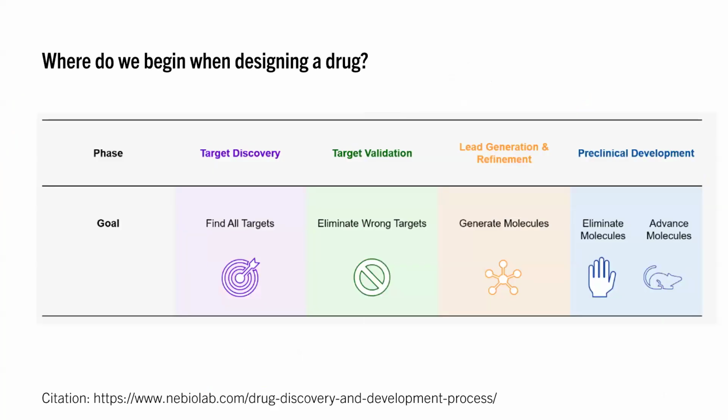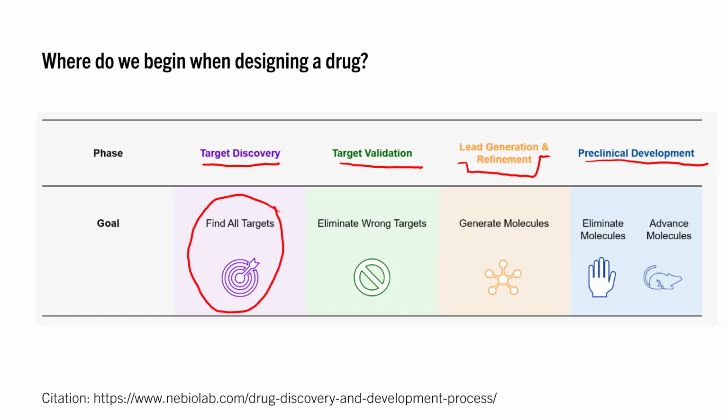What we're going to be focusing on is, where do we even start? So the phases of drug discovery are target discovery, target validation, lead generation and refinement, and preclinical development. The idea here, for this first phase, is to find all of the target molecules, so molecules that interact with a protein. So what you have is the protein, and then you screen and say, what are all of the molecules that could possibly interact with this protein? So that's your target discovery.